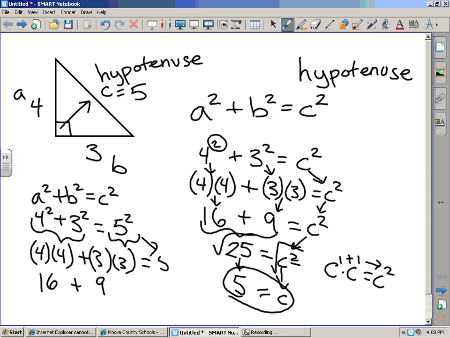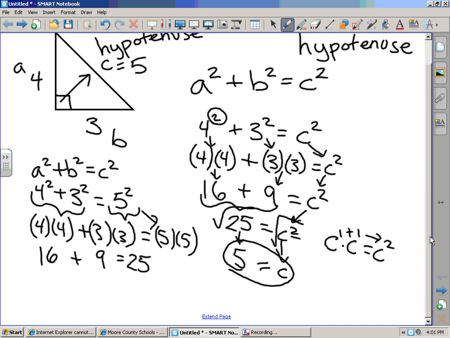When you take 5 and you square it, you get 25. 16 plus 9 is equivalent to 25. So on both sides of the equal sign, we have a 25. And is it true that 25 equals 25? That is a true statement. Since that is a true statement, we know that we found the correct value for C. So C is equal to 5. And that is how you solve for the hypotenuse of a right triangle.